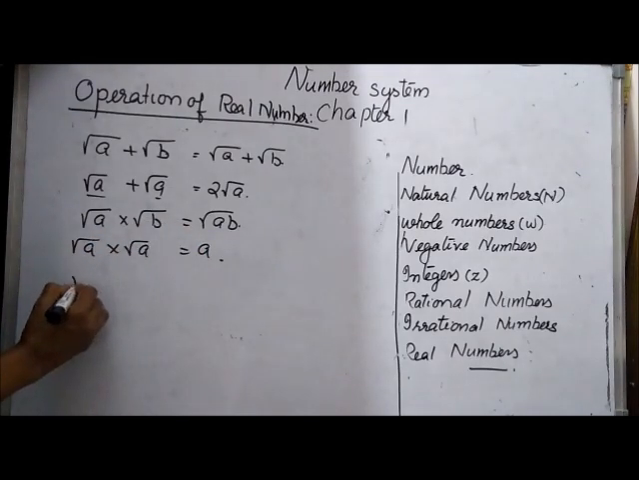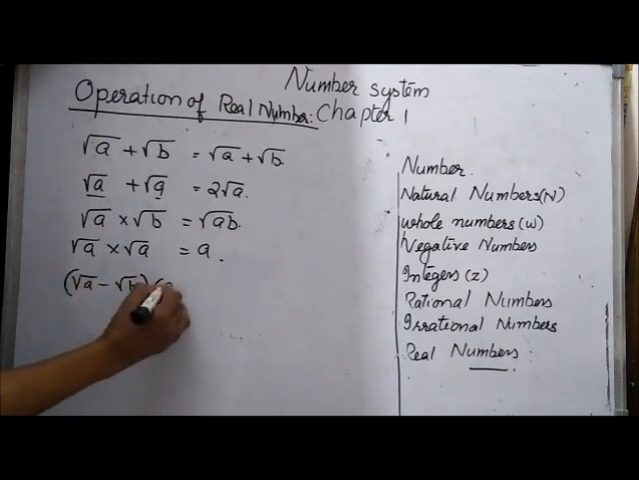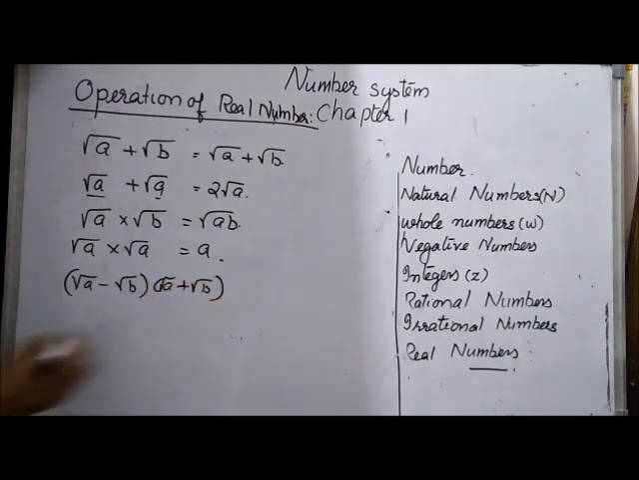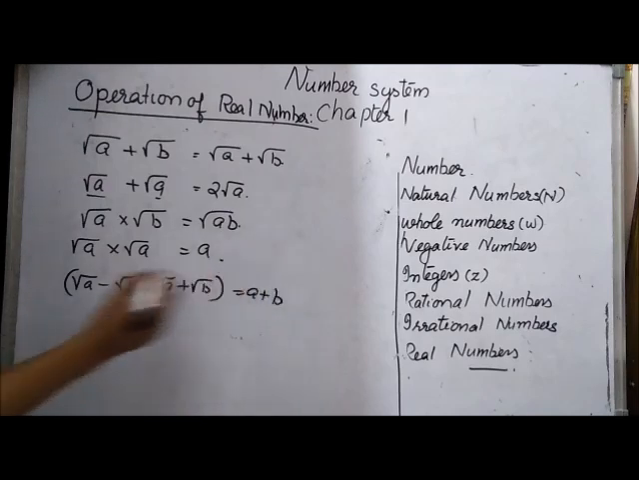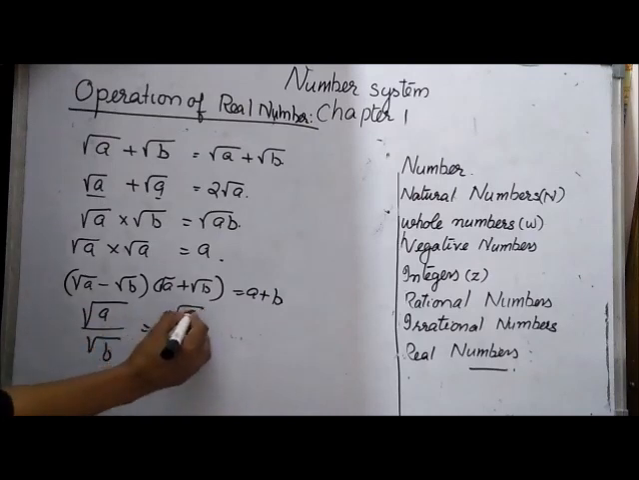Now root A minus root B into root A plus root B. Here we can use the identity, that is equal to A plus B. Root A by root B equal to root A by B.